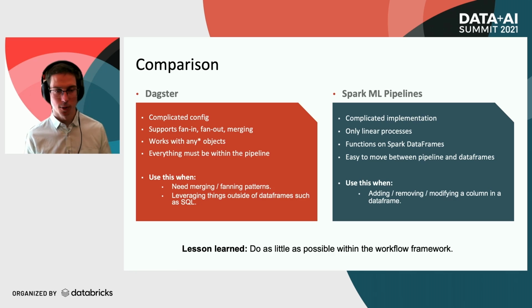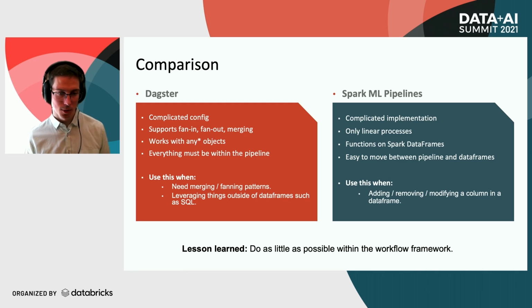Dagster supports a bunch of different formats. So you can fan in, you can fan out, you can merge, you can do error handling. You can do a lot of pretty interesting stuff with Dagster. Where Spark ML pipelines only offer linear processes. So if it's a linear process, it's simple. Spark ML pipelines work great. But if you need to do something more complicated, sometimes Dagster is the right way to go, or Prefect. Dagster works with any types of objects, where Spark ML pipelines only work with data frames. And in Dagster, everything must be within the pipeline. That's what we're talking about with the table. That's a blessing and a curse. Whereas with Spark ML pipelines, you can easily move back and forth.